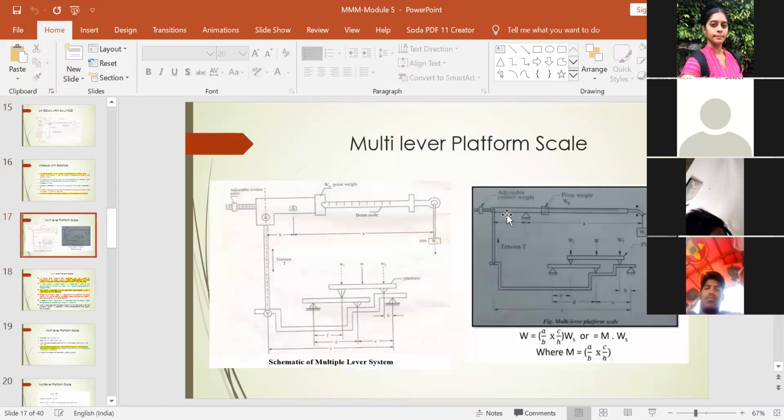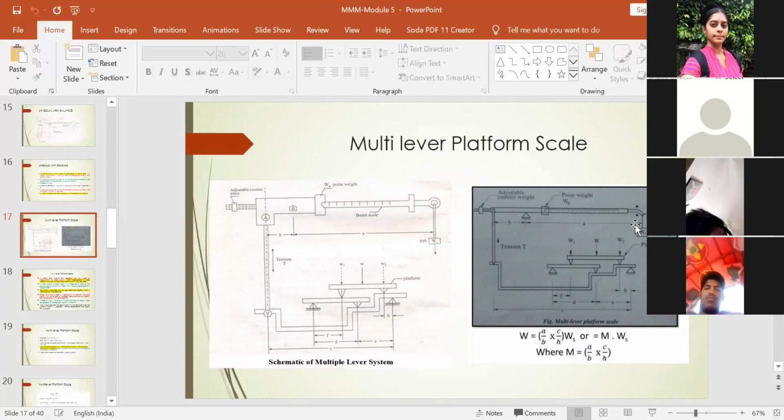So in order to check that the given arm is balanced, you have to see that the poise weight associated here, with respect to the pan weight loaded, will show a 0 reading. Then only you can tell that the given arm is balanced. That will be achieved with the help of adjustable counterweights.